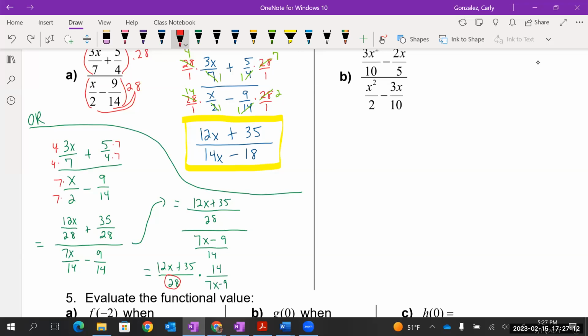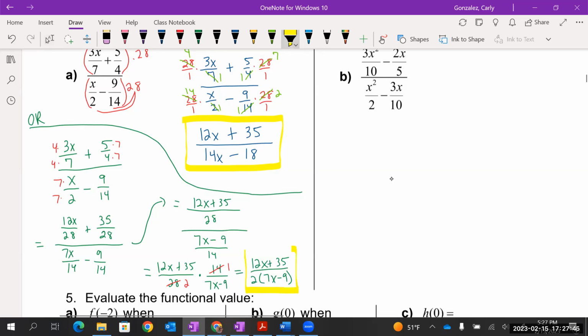So we will get 14 divided by 14 is 1, 28 divided by 14 is 2. So now we're ready to multiply straight across, and we get the 12x plus 35 in the numerator, and then 2 times the parentheses, 7x minus 9 in the denominator. And notice it would be equivalent to the expression we found before, or we could just leave it factored.